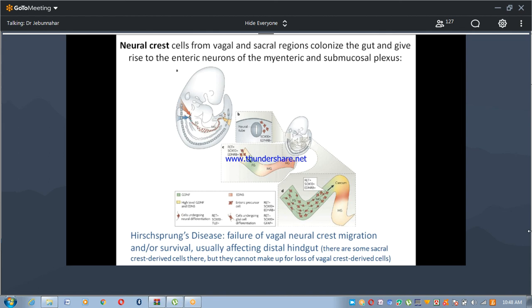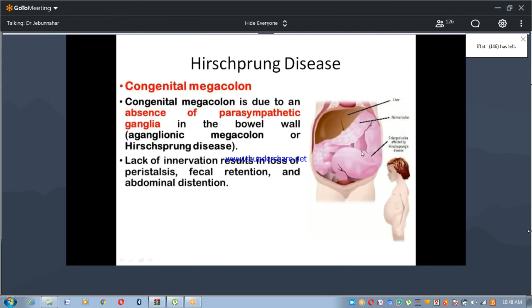Now neural crest cells from vagal and sacral regions colonize the gut and give rise to the enteric neurons of the myenteric and submucosal plexus. Hirschsprung disease সম্পর্কে বলে দিয়েছি। Hirschsprung disease, megacolon. Congenital megacolon due to an absence of parasympathetic ganglia in the bowel wall. Lack of innervation results in loss of peristalsis, fecal retention, and abdominal distension.